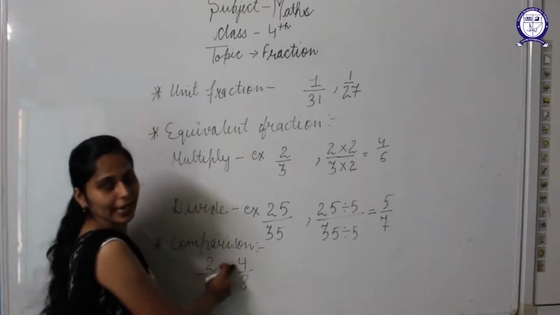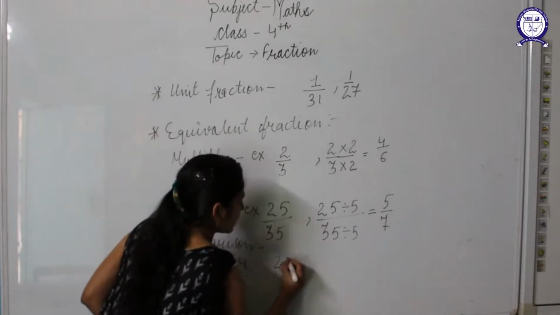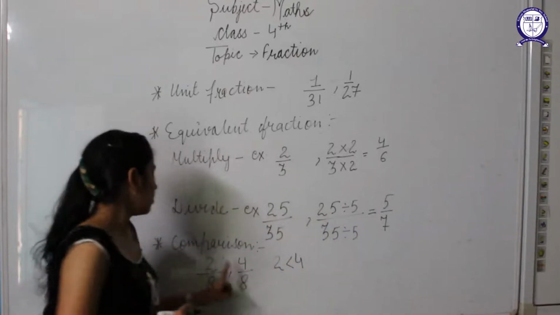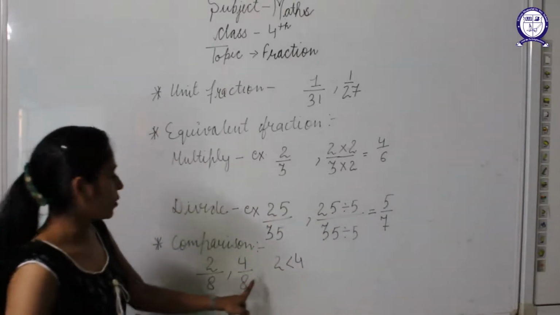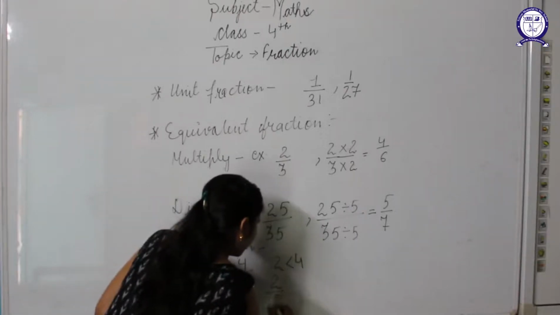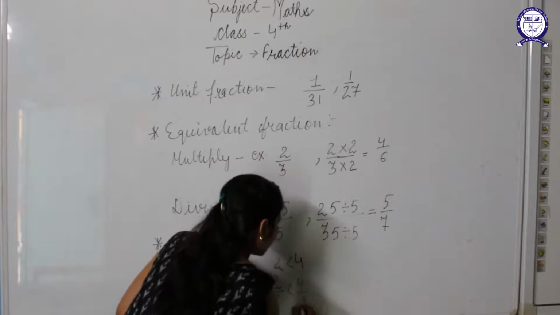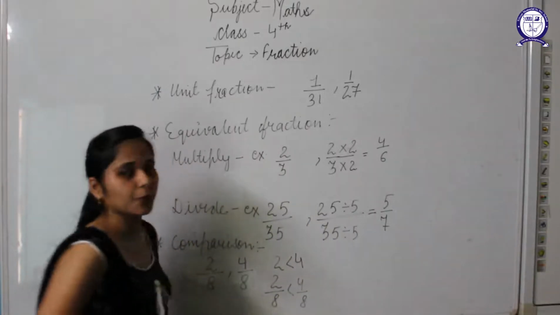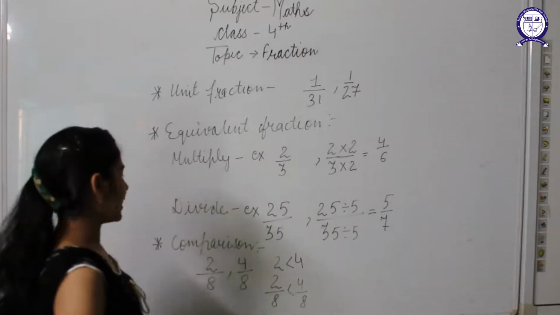So here is 2, here is 4. As we know that 4 is greater than 2, so 2 by 8 will be smaller than 4 by 8, students. So this will be written as 2 by 8 is smaller than 4 by 8. Like this we can compare like fractions.